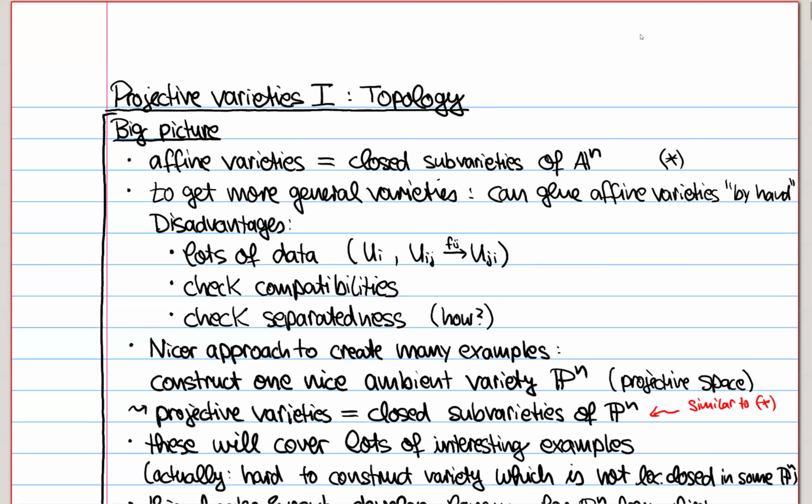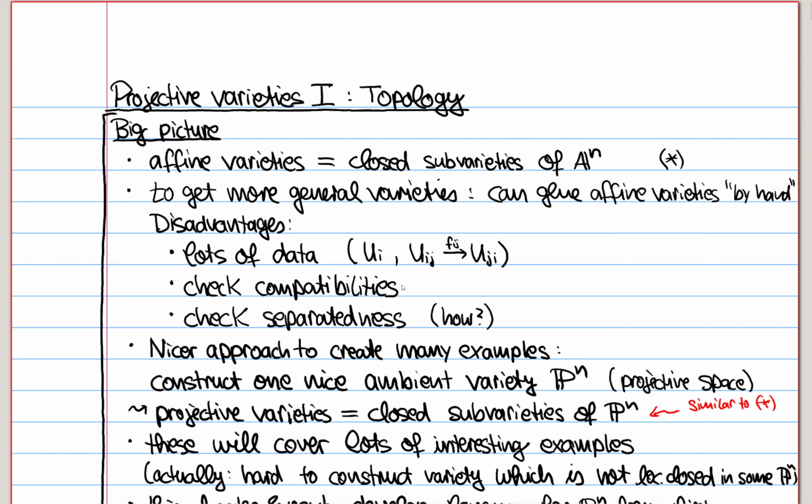In this next chapter, we talk about projective varieties, which are a particular class of examples of the varieties that we have seen in the last chapter. To set the stage, recall that affine varieties were defined as closed subvarieties of some ambient space, namely of the affine n-dimensional space. And to get more general varieties, one way we could go is we could glue those affine varieties by hand. We have seen any pre-variety can be obtained like this, but there's lots of disadvantages here.